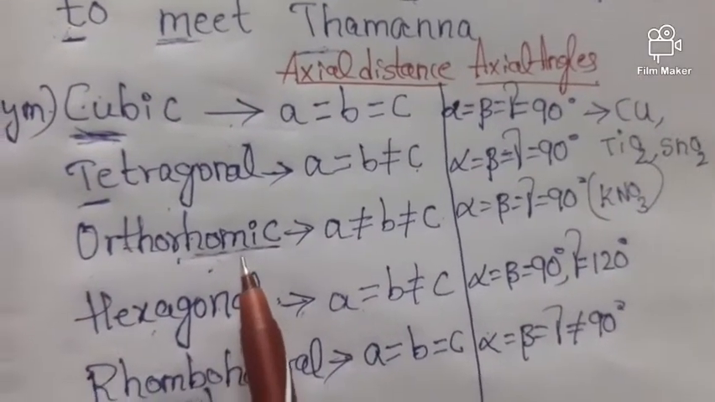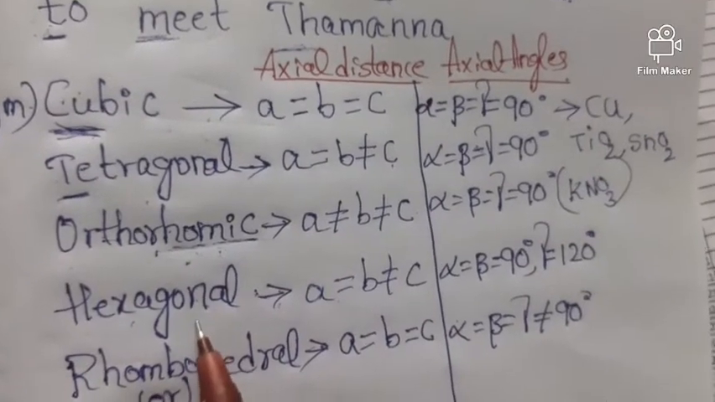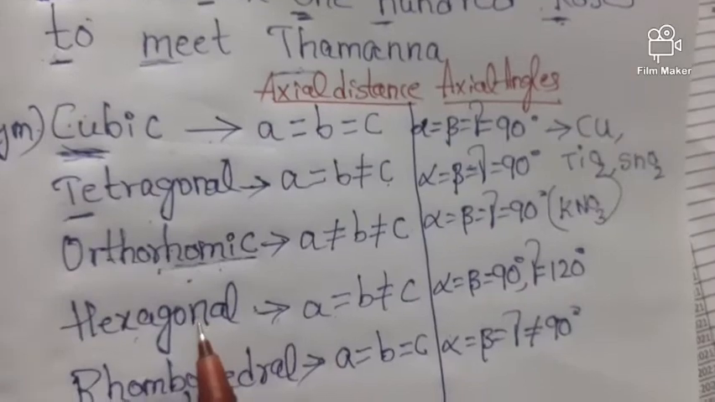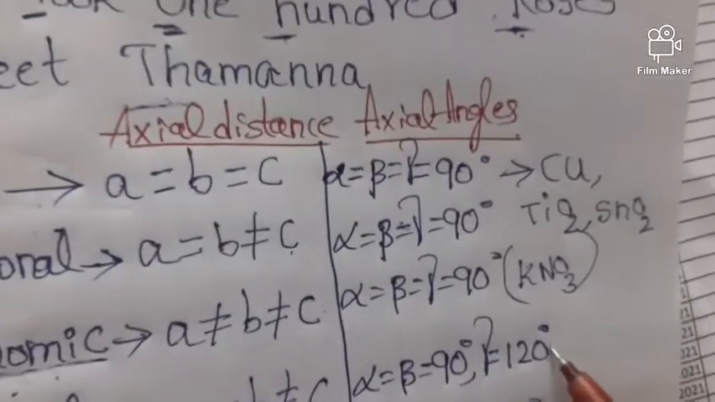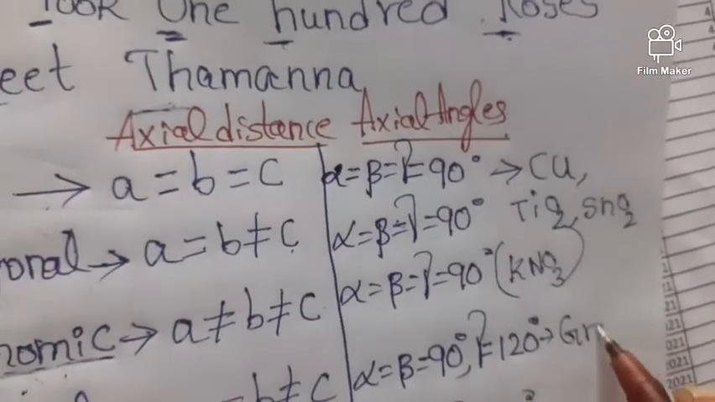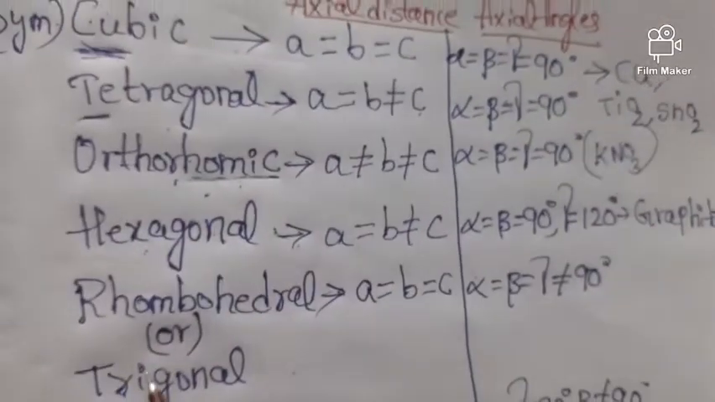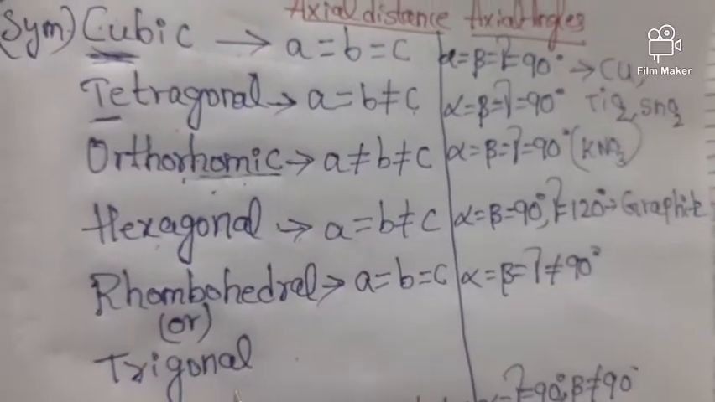Next, hexagonal. We are very well familiar with this hexagonal crystal system. The example for this is what, friends? Graphite. We know this. So this is the graphite.